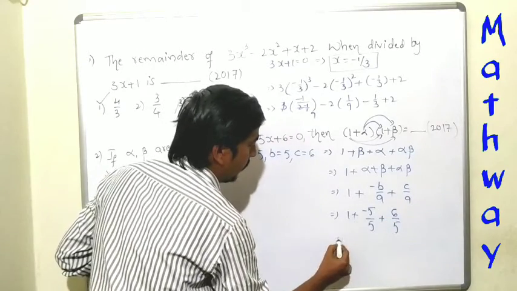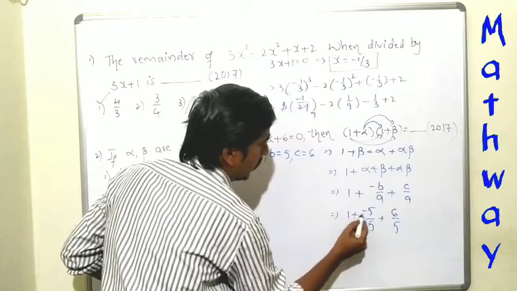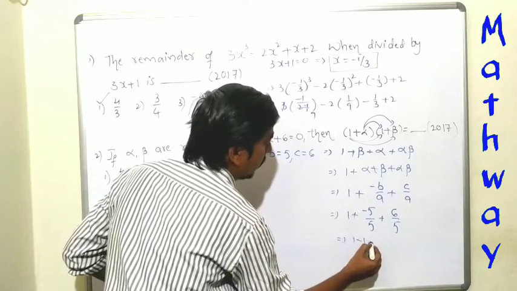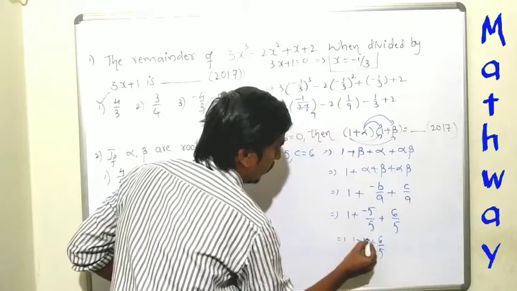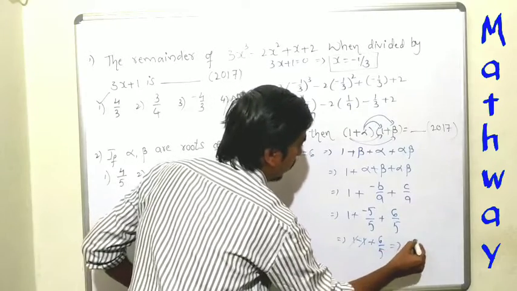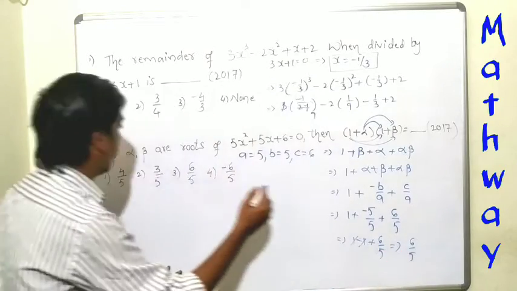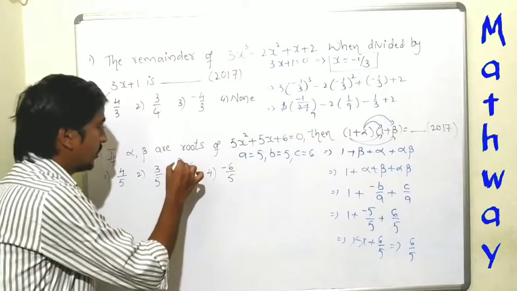So minus 5 by 5 means it is minus 1, right? So 1 plus minus 1 plus 6 by 5. 1 minus 1 will get cancelled. So the final answer is 6 by 5. So 6 by 5 is the correct answer. Here option 3 is 6 by 5.